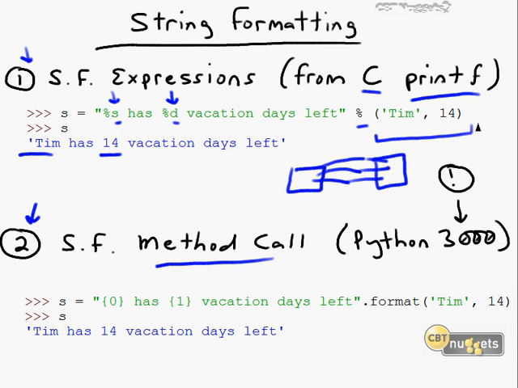Isn't that cool? Now you can really modularize this code by maybe asking the user for input or reading data from a file, assigning that to names. Let's say you had your names mapped to a name called N and your vacation days mapped to V.